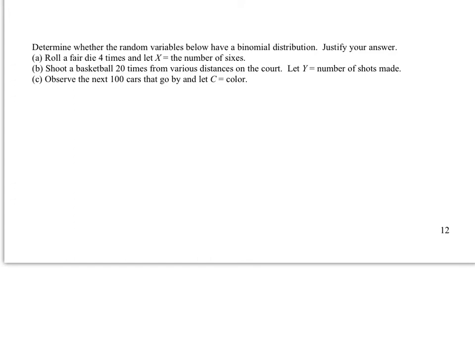Okay, so determine whether the random variables below have a binomial distribution and justify your answer. So in part A, we are rolling a fair die 4 times, and x is the number of 6s. Okay, so we need to ask ourselves, is this binary? Do we have success and failure? In this case, success is a 6. Failure is anything that's not a 6. So that works. Are the trials independent? So when I roll a die, is that independent of the next roll? Well, yes, that is. Is there a fixed number of trials? Yes, I'm rolling 4 times.